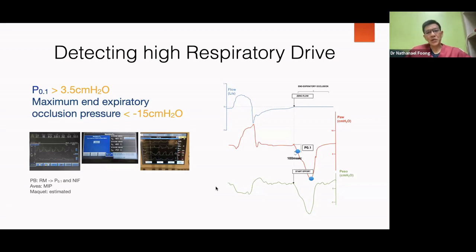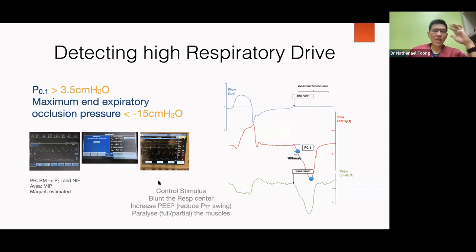Now, if you detect a high respiratory drive, what do you want to do? It's basically looking at the whole algorithm earlier. What drives the ventilation, right? Is there hypoxia, hypercapnia, acidosis, hyperthermia, hypermetabolism? Control the stimulus. If the stimulus can't be controlled, we will blunt the respiratory center, which means usage of sedation, right, to blunt the center, to reduce the outflow. Sometimes increasing PEEP will help to make the intrapleural pressure more positive, and this will reduce the pendulum effect, right? Reduce the transpulmonary pressure swing and probably protect the lung to some extent.